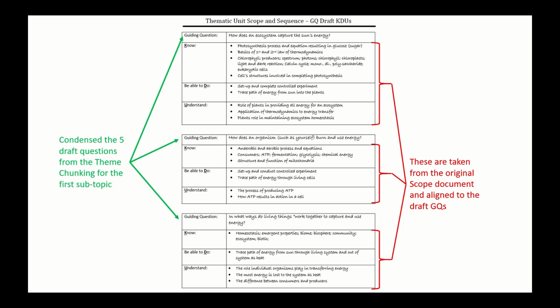I'm pulling these from the theme chunking and the original scope, and then doing any necessary revision and refining of them, making improvements, eliminating duplicates, or even narrowing or broadening the scope of the content for the unit as I continue to build it. Remember, this is an iterative process, so you are continually revising as you go.